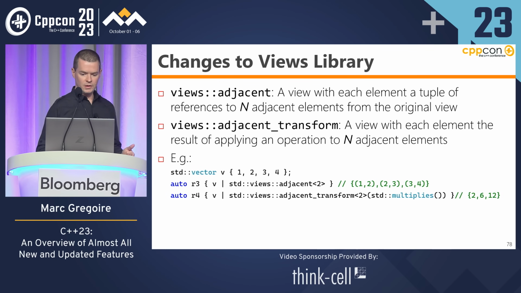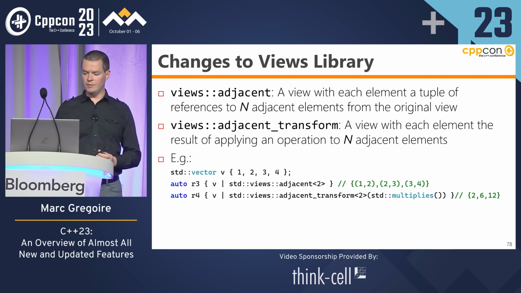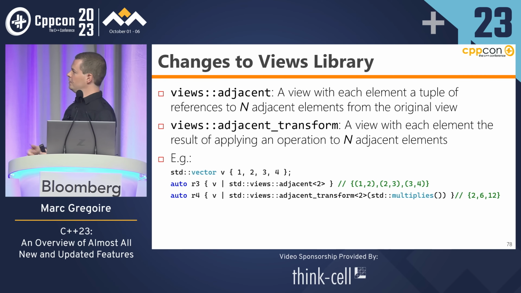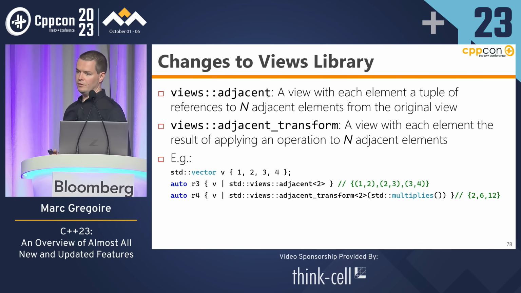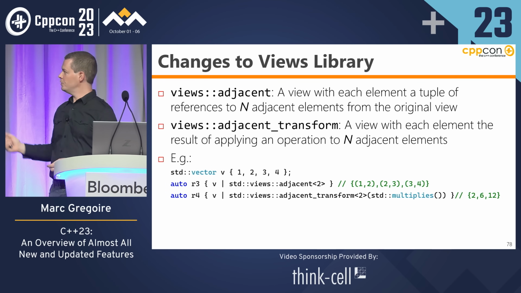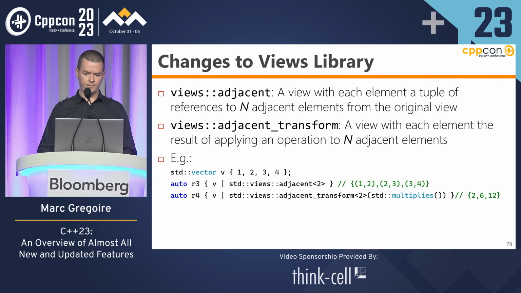Adjacent transform is again where we specify an extra operation that is performed on the elements. So here I'm saying multiply the elements. You can see that it takes the first element and second element, multiplies them together, resulting in 2. And then it does 2 times 3 which is 6, and 3 times 4 is 12.